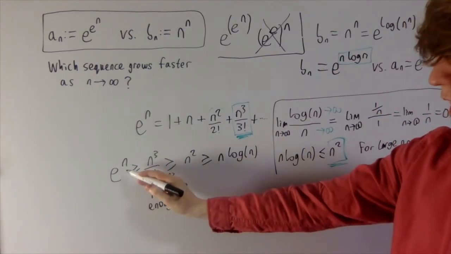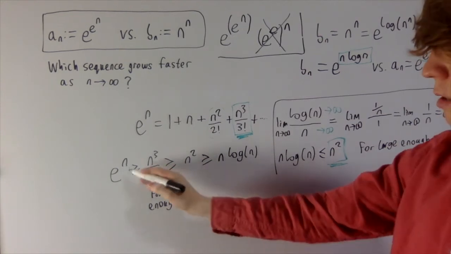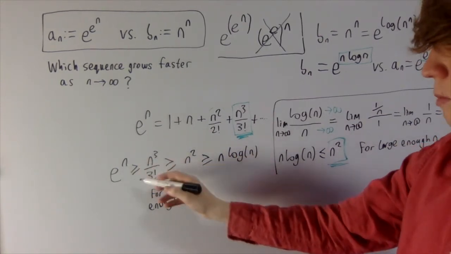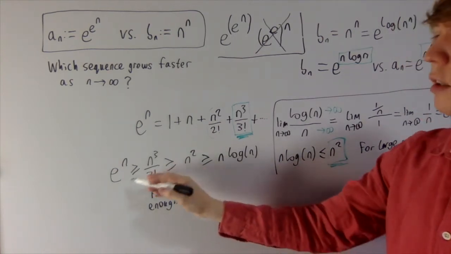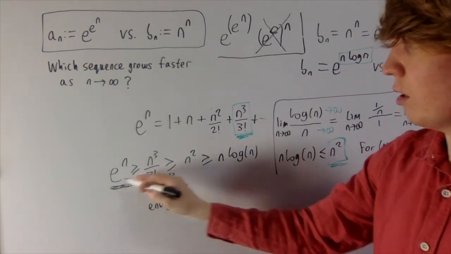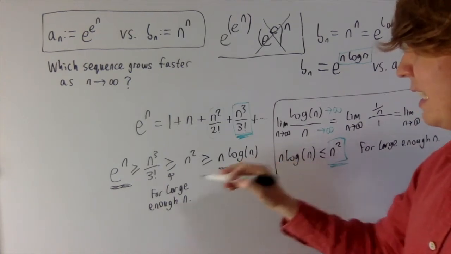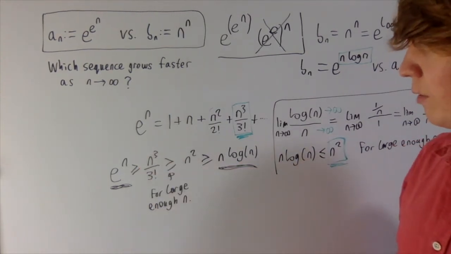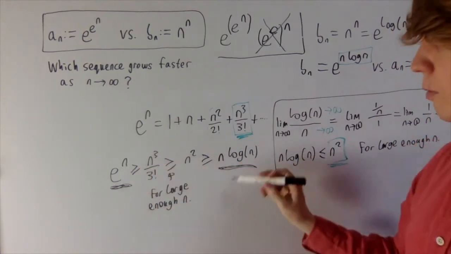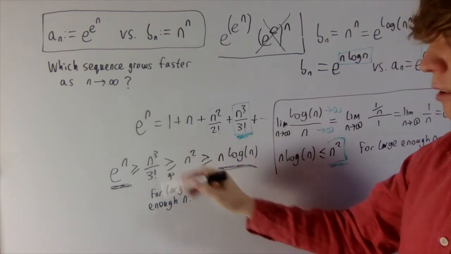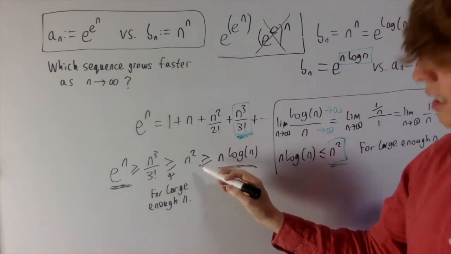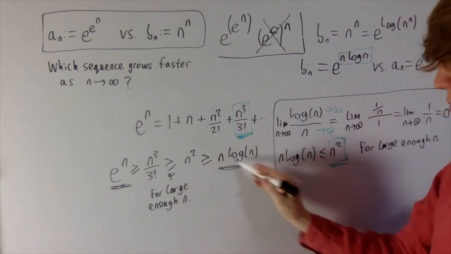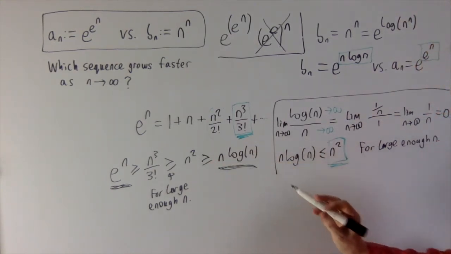But actually, e to the power n is much, much bigger than this, because e to the n you could say is bigger than n to the power of 4 over 4 factorial. And basically here, it's not just an inequality, but you can say that e to the power of n grows to infinity at a much, much faster rate than n cubed, which grows to infinity at a much, much faster rate than n squared, which grows to infinity at a much faster rate than n log n.